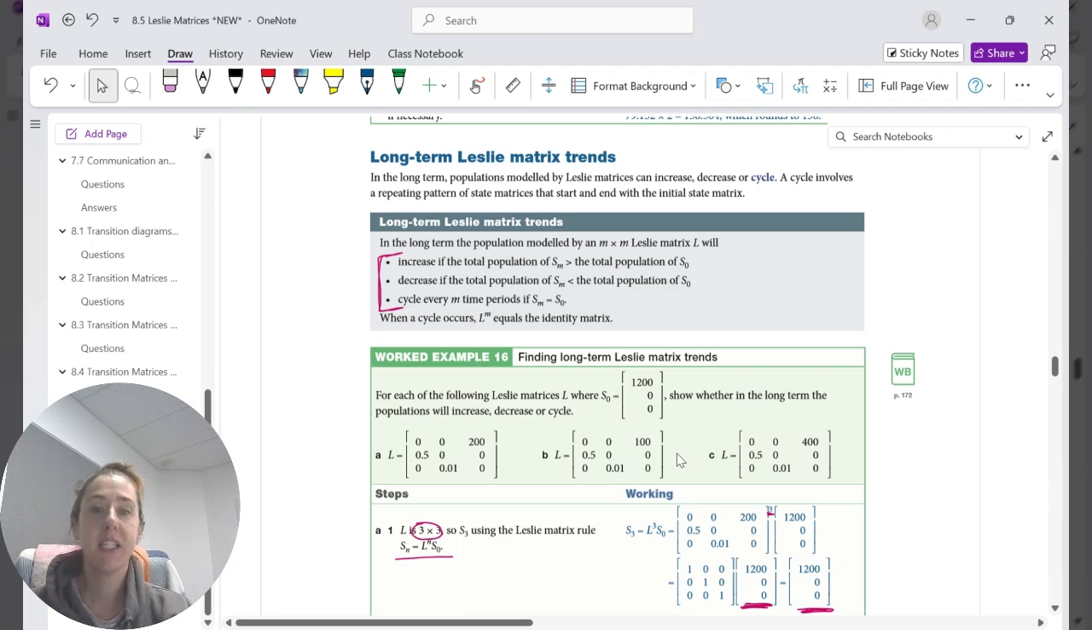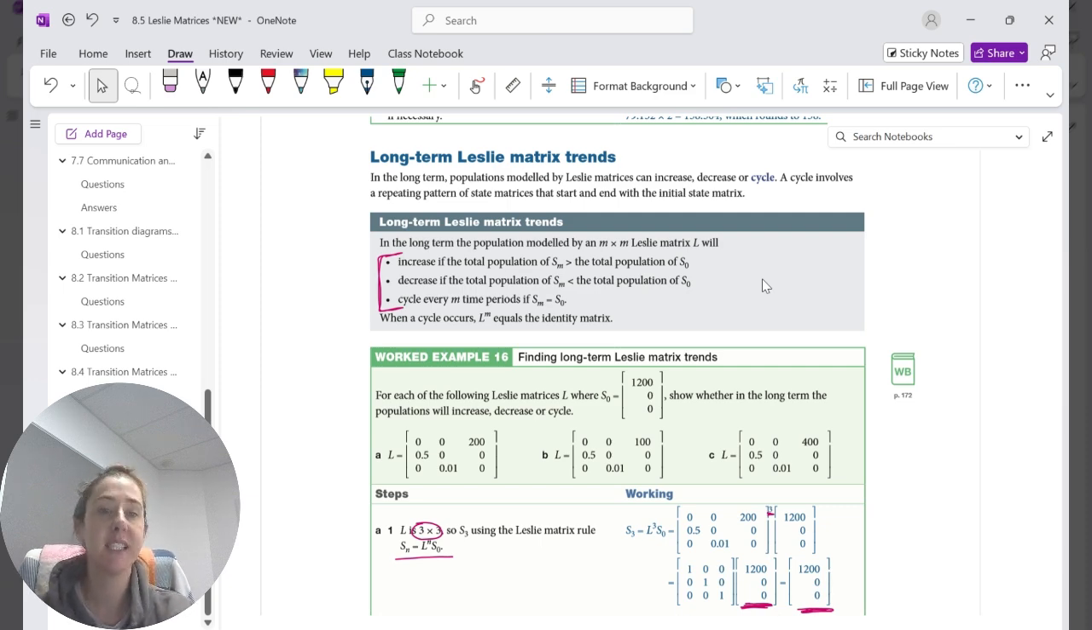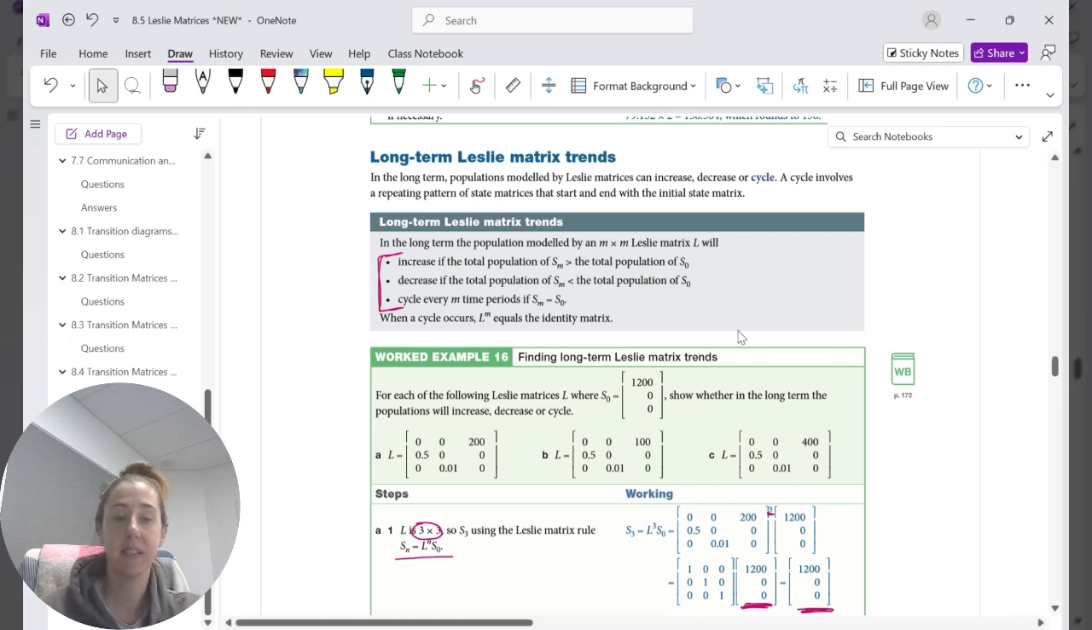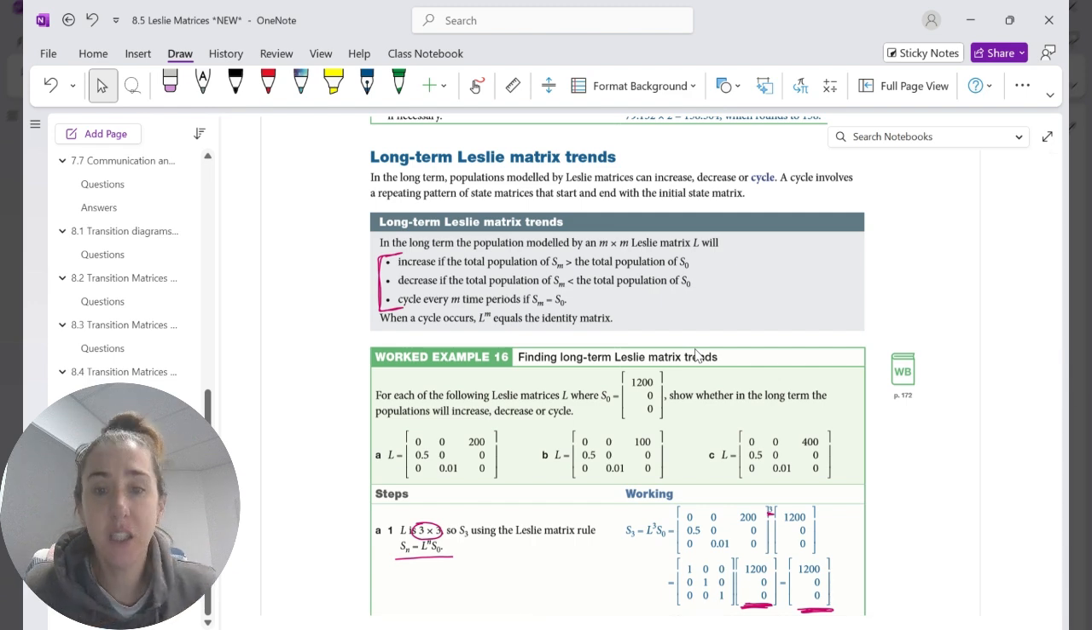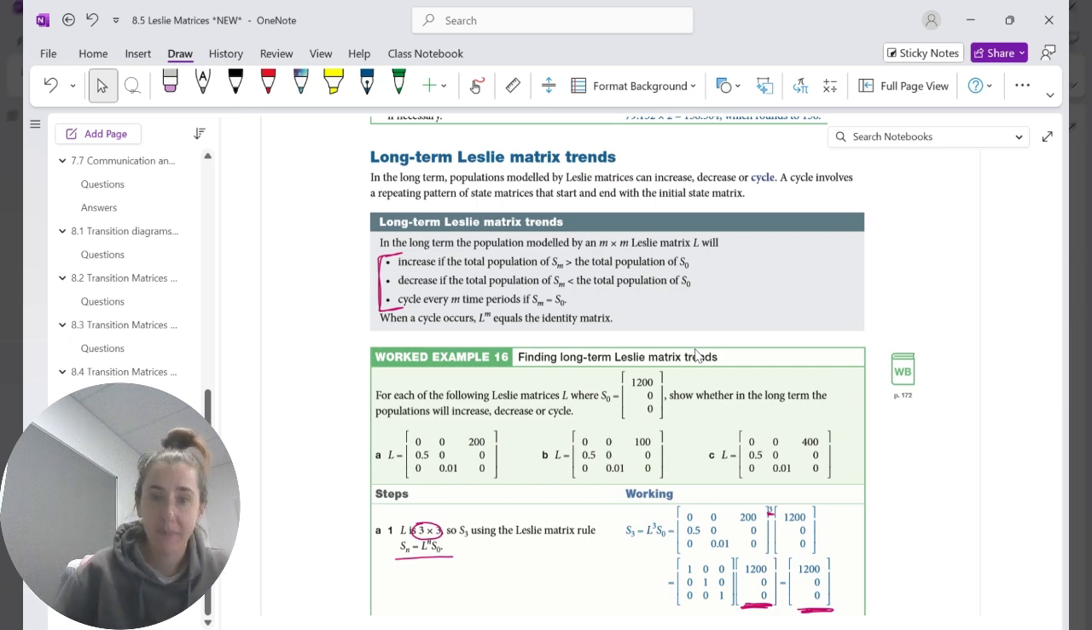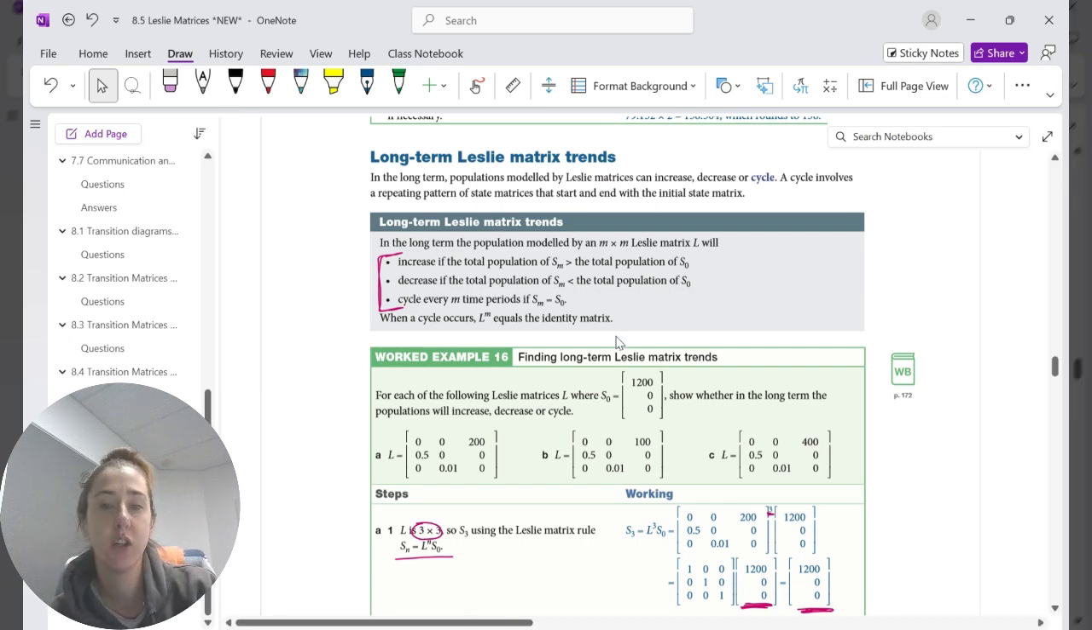So, long-term Leslie matrix trends. In the long term, populations modeled by Leslie matrices can increase, decrease, or cycle. A cycle involves a repeating pattern of state matrices that start and end with the initial state matrix. In the long term, the population modeled by M times M Leslie matrix L will increase if the population of SM is less than the total population, decrease if the total population of SM is less than the total population. I'm going to go through this so you can actually see what it looks like. It's a little bit confusing to just read it out of a table.